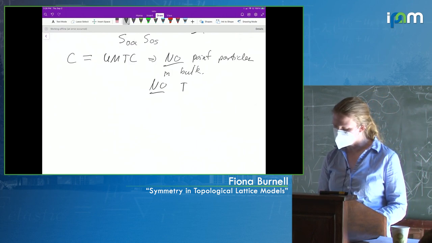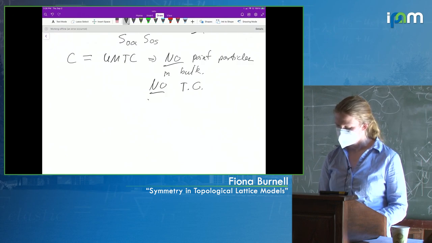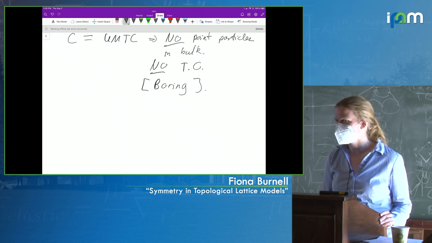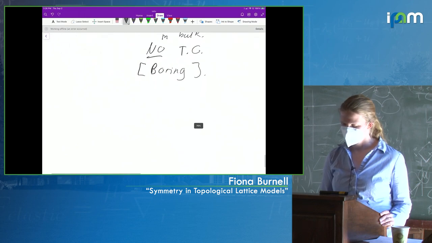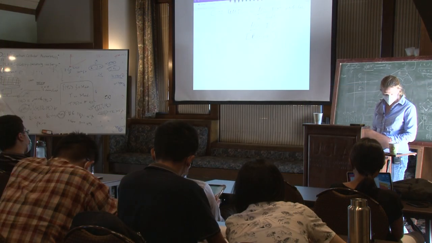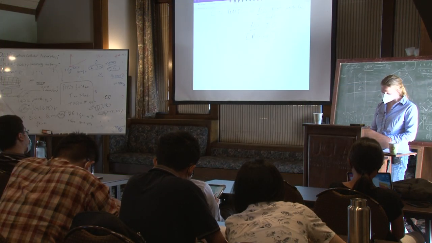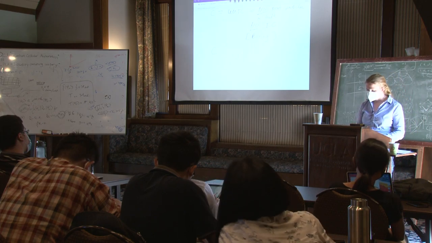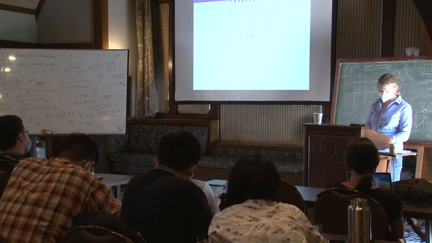No topological order, okay? So this bulk looks very boring, okay? And as Jungwon said yesterday, very boring, almost trivial. Okay, almost trivial. It's like a highly non-trivial, trivial phase, okay? Now, it can also be the case that C is braided but not modular, okay?